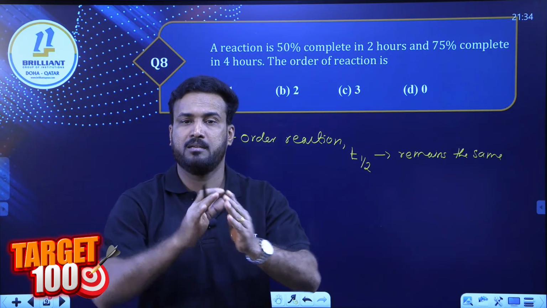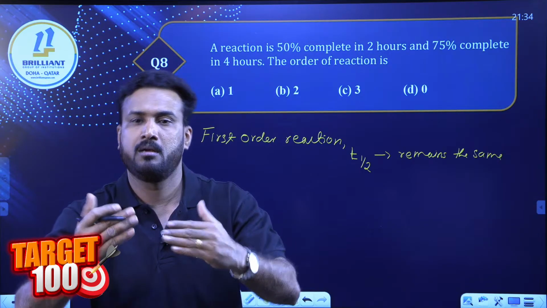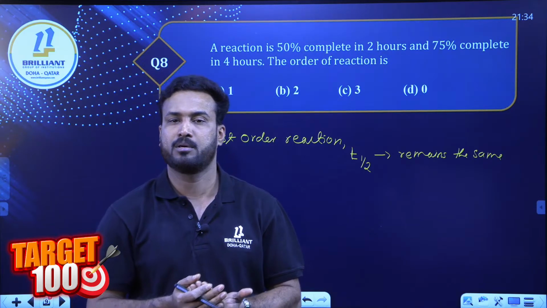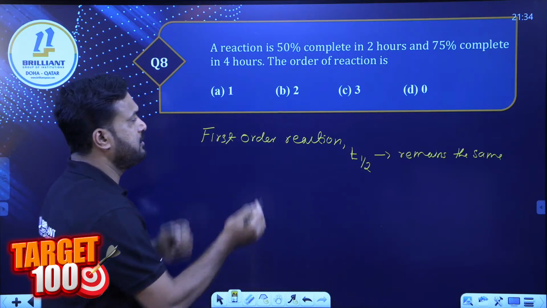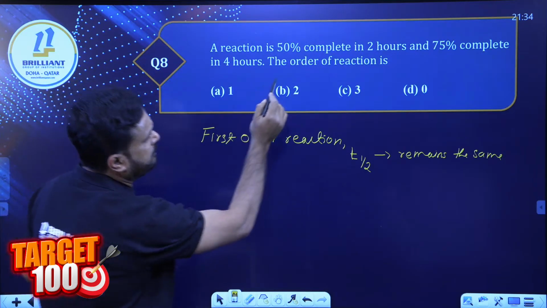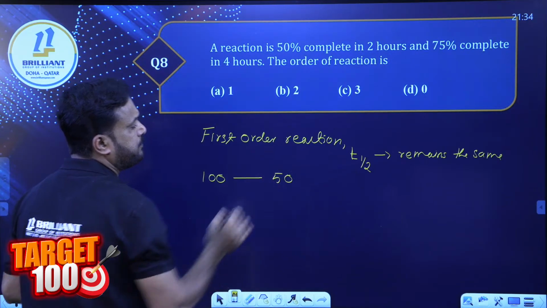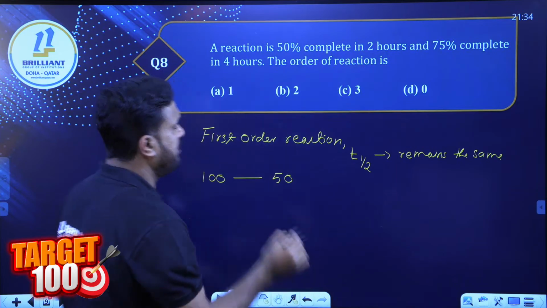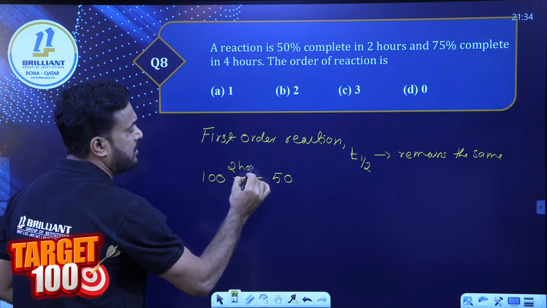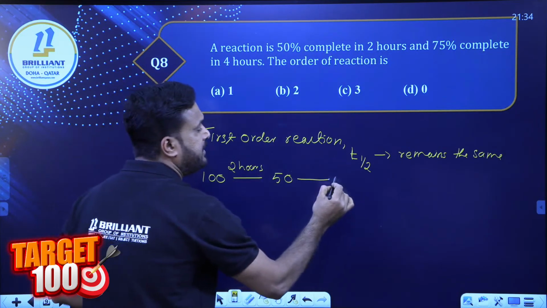In zero order we learned one thing: when initial concentration is doubled, half-life will be doubled. But here it is different. I'll show you how it happens. 50% completion means we can write from 100 to 50. See, here the time is given. Let us say this is 2 hours. Then 50 to 25.